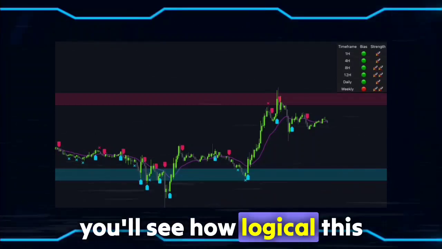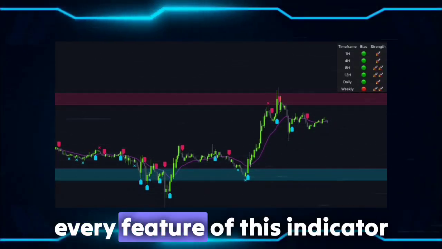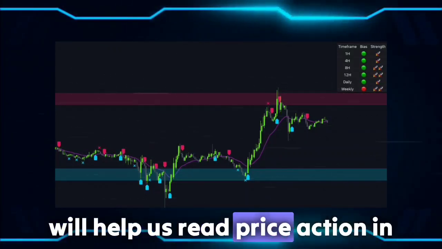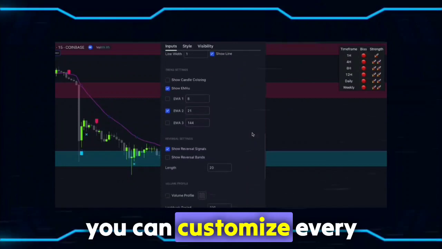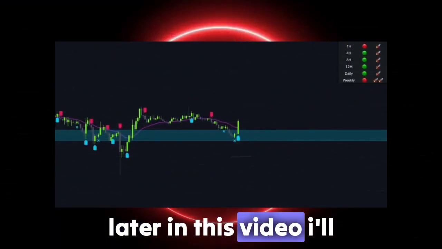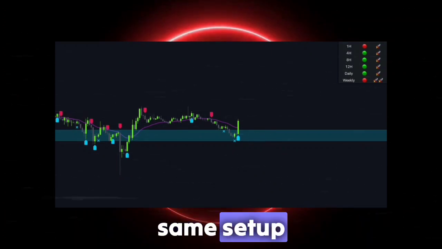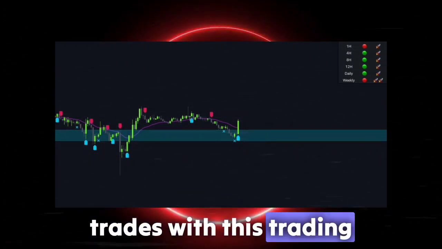You'll see how logical this strategy is when we get to the exact conditions. Every feature of this indicator will help us read price action in a way you haven't seen before. By the way, you can customize every parameter in the indicator's inputs. Later in this video, I'll demonstrate how you can build the same setup. Before that, let's learn the rules for opening trades with this trading strategy.